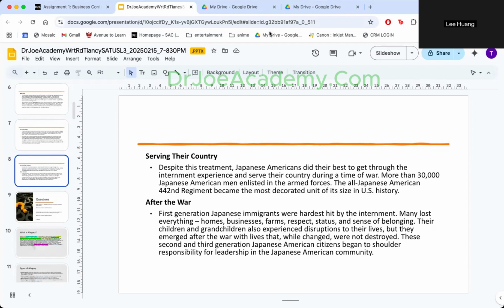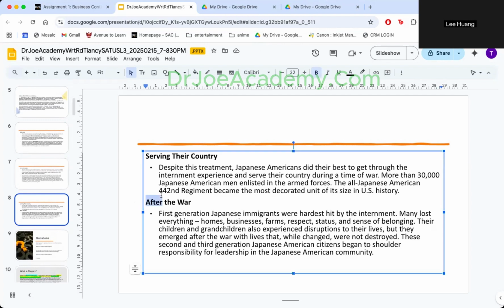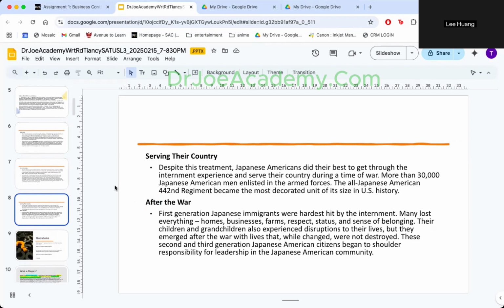First generation Japanese immigrants were hardest hit by the internment. Many lost everything: homes, businesses, farms, respect, status, and sense of belonging. Their children and grandchildren also experienced disruptions to their lives, but they emerged after the war with lives that, while changed, were not destroyed. These second and third generation Japanese Americans began to shoulder responsibility and leadership in the Japanese American community.